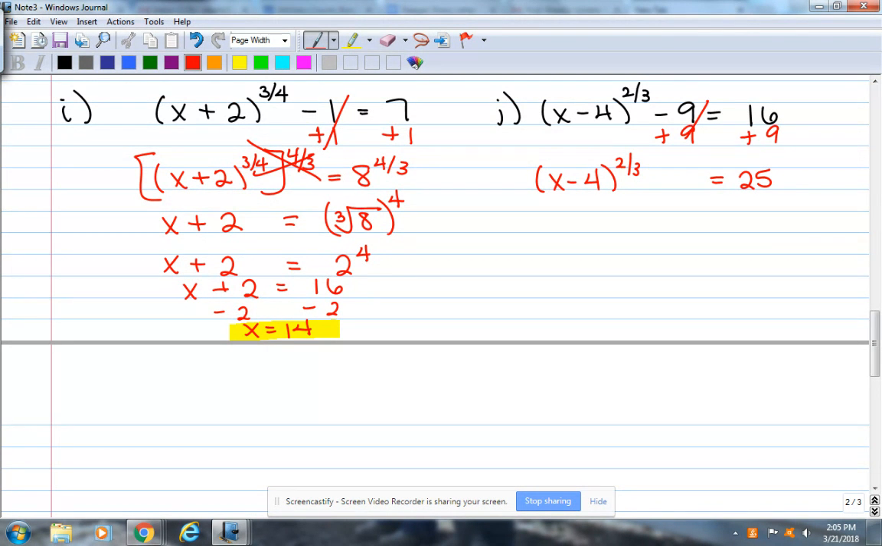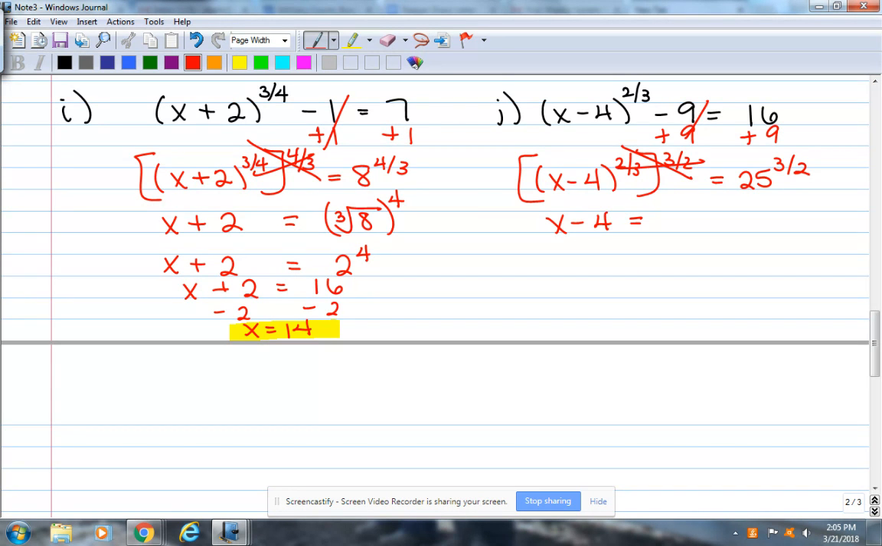How do I get rid of the exponent? Use the reciprocal, which will be 3/2. And I'm going to use brackets since I'm already using parentheses. And if I raise it to the 3/2 power on the left side, I got to raise it to the 3/2 power on the right side. We good? Okay, so these cancel and just leaves you with x minus 4 equals.